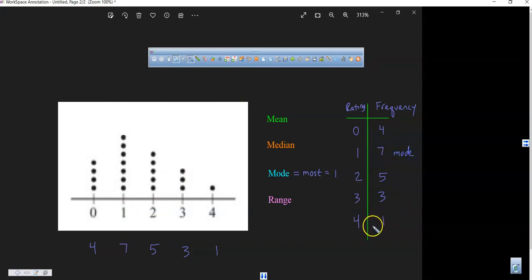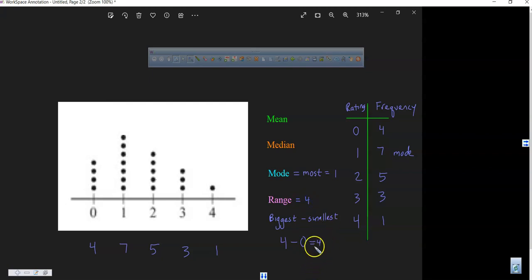All right. The range is another one that's really easy to find. It's the difference between the biggest number minus the smallest. All right, so our biggest number was 4, smallest number 0, so we have 4 minus 0. So our range is equal to the number 4.